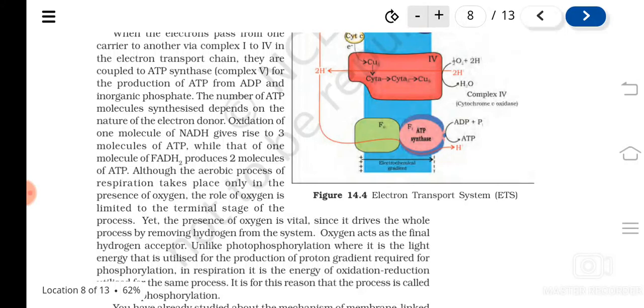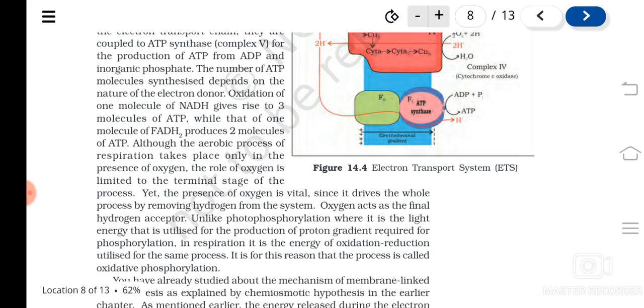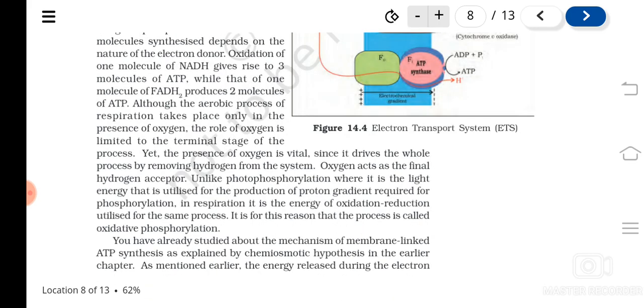This is very important also. Without oxygen, ETS cannot run. Even though the role is in the last stage, it is very important. Without oxygen, the ETS cannot be done. If ETS is not there, what will happen? NADH2 and FADH2 cannot be oxidized.